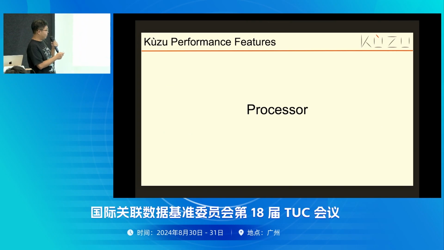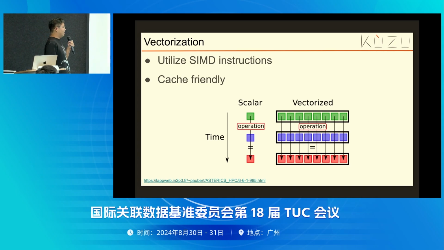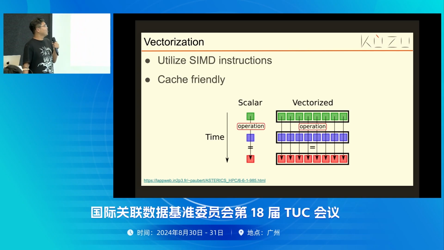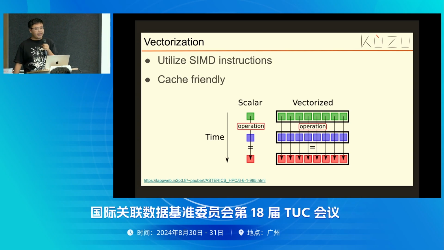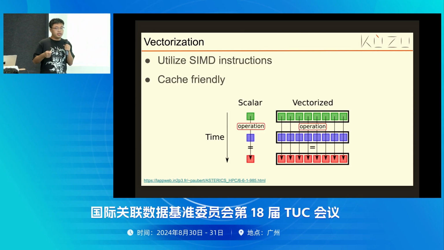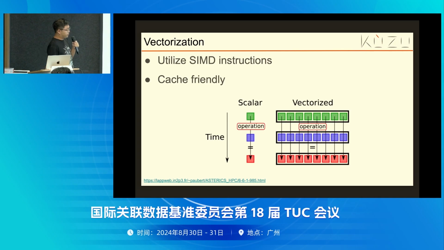Next, I will move to the processor side. We have vectorized query processing. I'll not talk too much about vectorization because this is really a state-of-the-art technique for analytical databases. Many databases have either implemented it or are implementing vectorization. The high-level idea is to batch your operations so that you can utilize CPU SIMD instructions and also achieve potentially better CPU cache locality. And in Kuzu, we have already done a complete vectorized query processor.